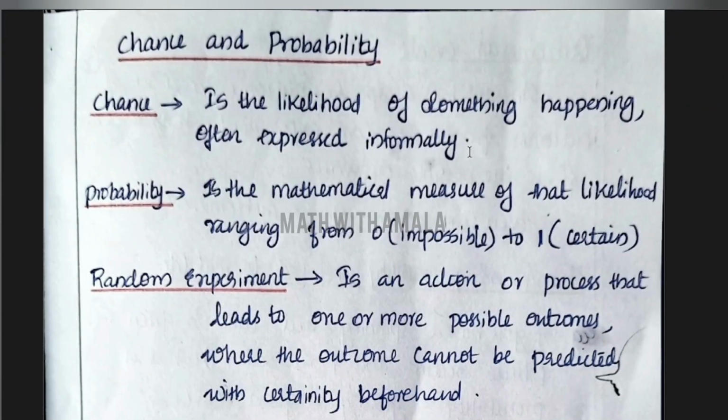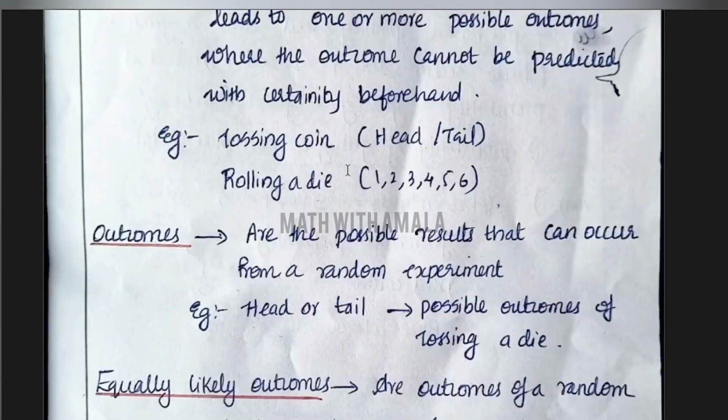Now we are moving to the next part, which is chance and probability. Chance means the likelihood of something happening, often expressed informally. It's an informal representation of the likelihood of something happening. It's just a chance. There is a chance of rain today. There is a chance of getting a high mark in the examination. So it's all a chance, but it's not sure. Now what do we mean by probability? It is the mathematical measure of that likelihood, ranging from 0 to 1. This chance is measured using some statistical terms, including probability.